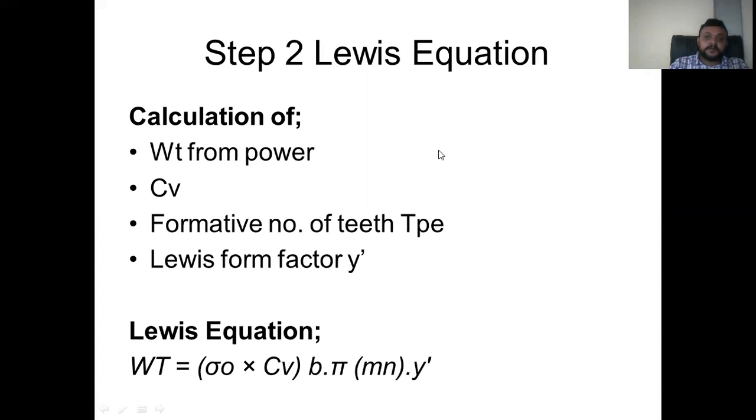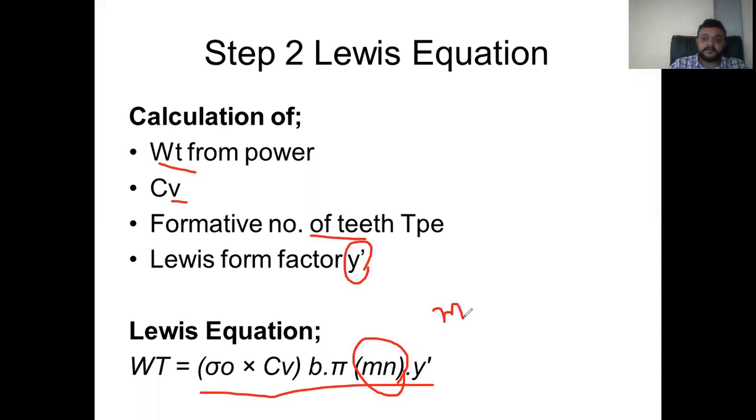Then step number 2, calculation of the Wt from the power. As we have discussed, you have to govern the Lewis equation. For that, you have to find out the Wt, then select the CV, then calculate the formative number of teeth, and depending upon the formative number of teeth, use y-dash. Same equation you have to use, and the Lewis equation is this one, where instead of m, you have to use mn, the module in the normal plane that we already calculated.